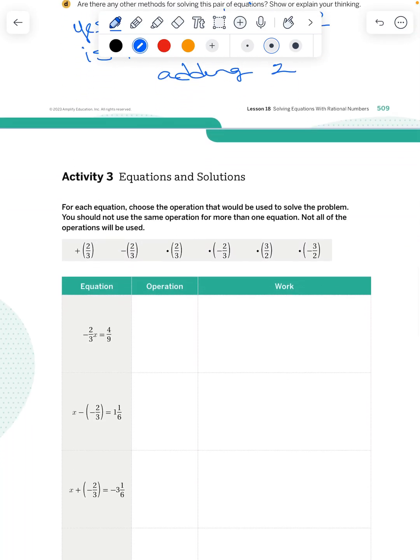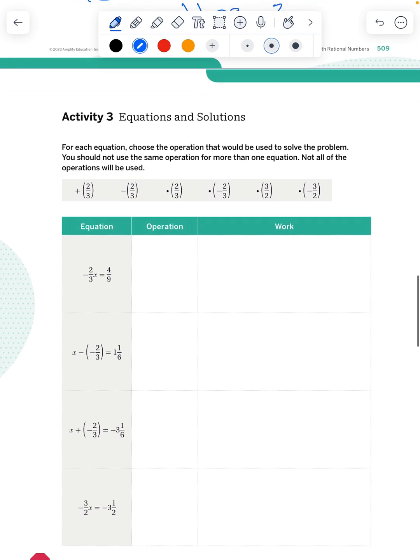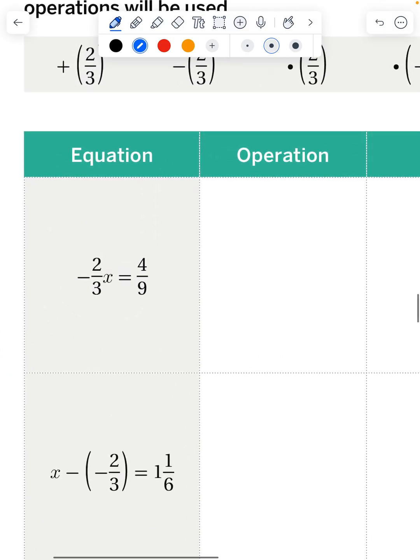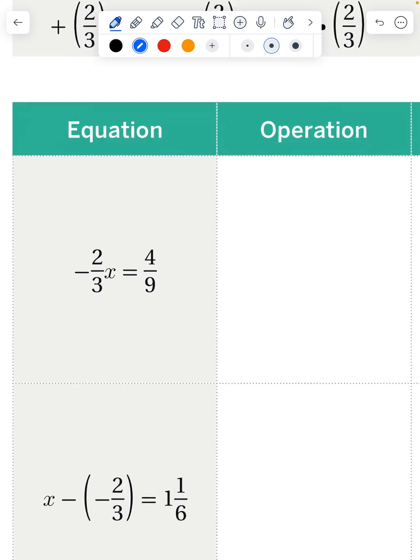Okay, let's move on to activity 3. For each equation, we're going to choose the operation that would be used to solve the problem. It says you should not use the same operation for more than one equation. Got it. Not all of the operations will be used. And then we're showing our work and solving. Again, we are going to solve any equation with an unknown variable by using the inverse operation.